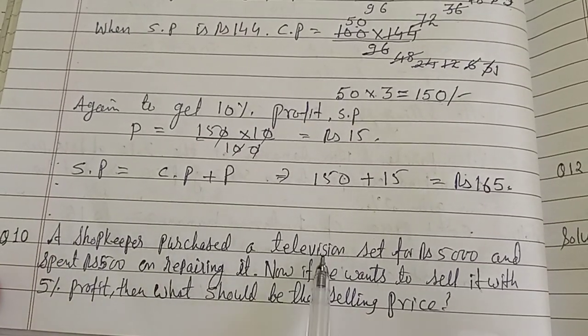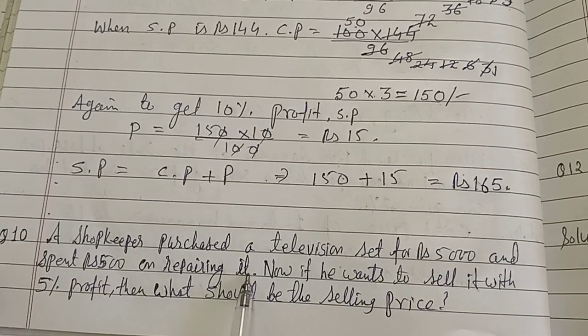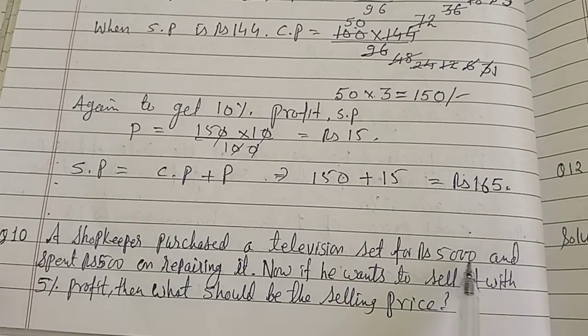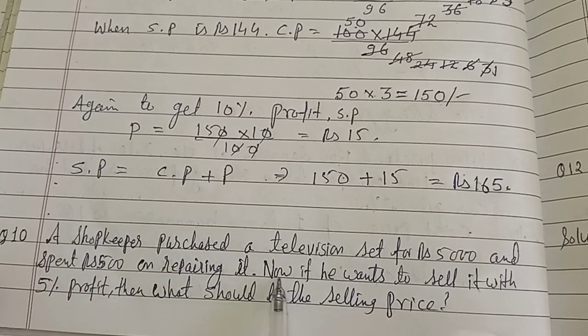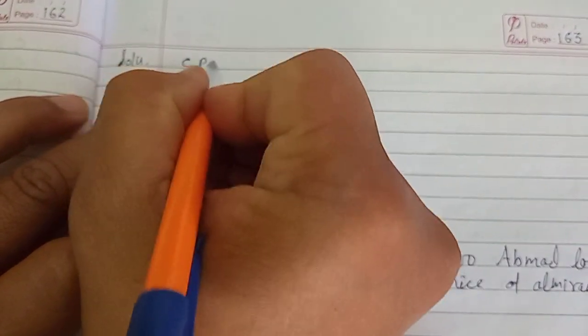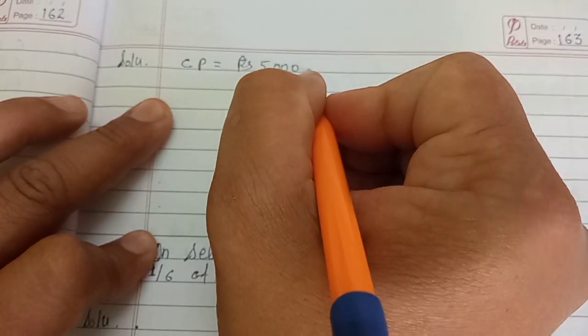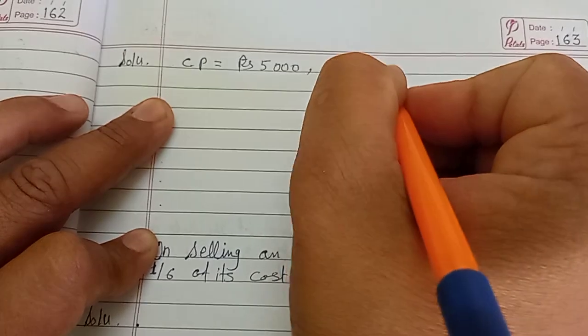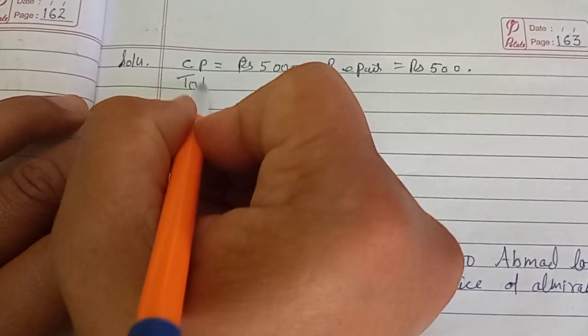See the 10th question. A shopkeeper purchased a television set for rupees 5,000 and spent rupees 500 on repairing it. Cost price we don't know. We have to add both, then only we can find the cost price. Now if he wants to sell it with 5% profit, then what would be the selling price? We have to find the selling price. What is given? Cost price is rupees 5,000 and repairing charge is rupees 500.